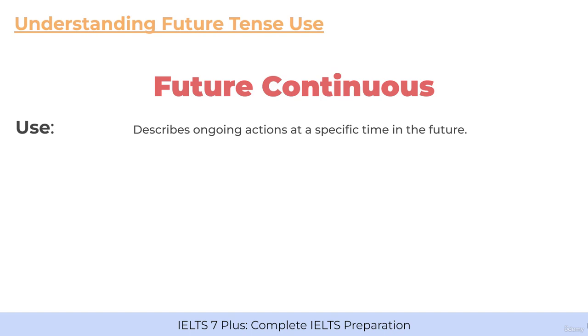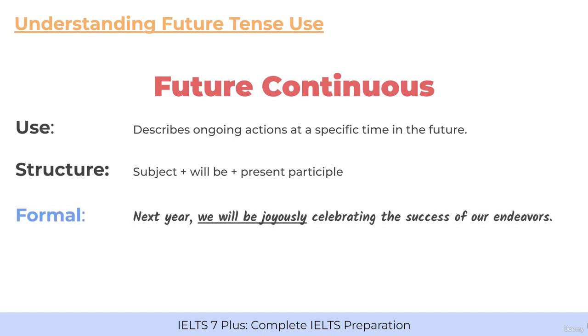This describes ongoing actions or events at a specific time in the future. And we structure this with subject plus will be plus the present participle. And you may remember the present participle is verb plus ing. Okay, formal example. Next year, we will be joyously celebrating the success of our endeavours. We will be joyously celebrating. Again, no contraction here. We will, not we'll. Slightly more formal in tone.